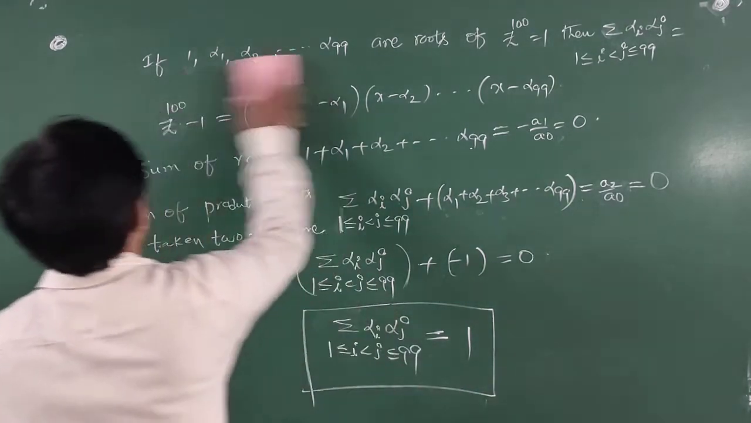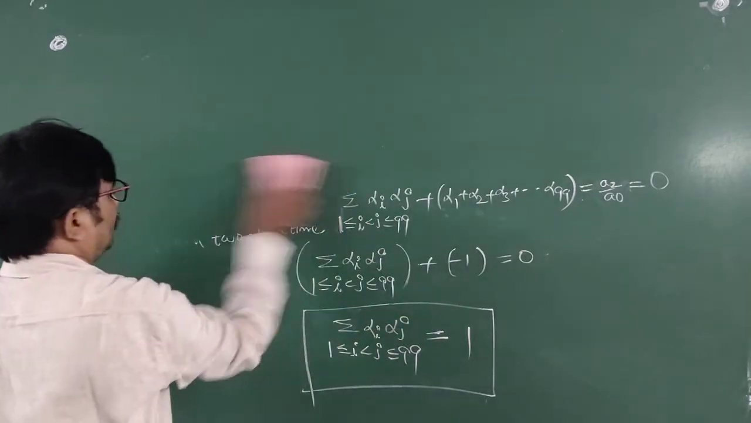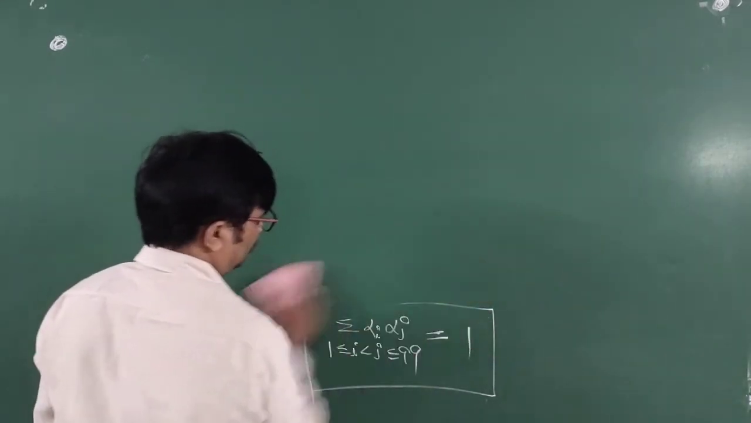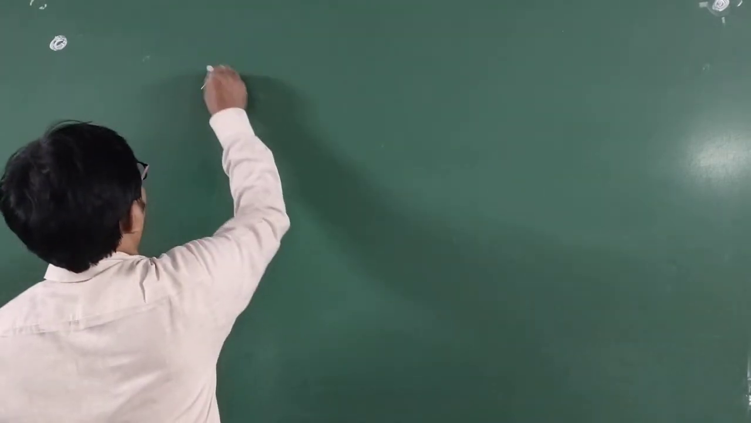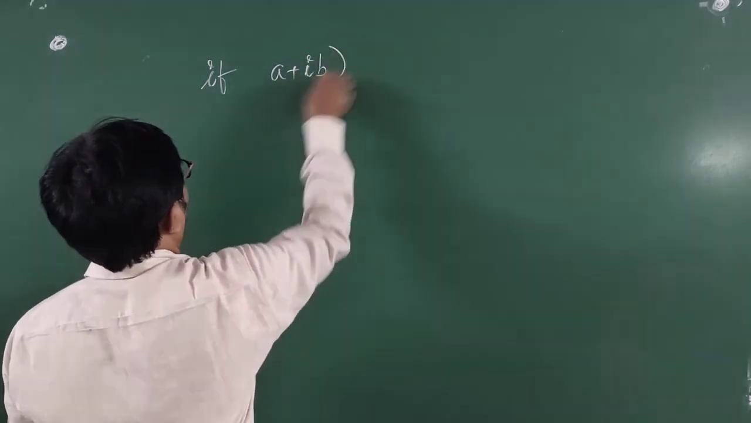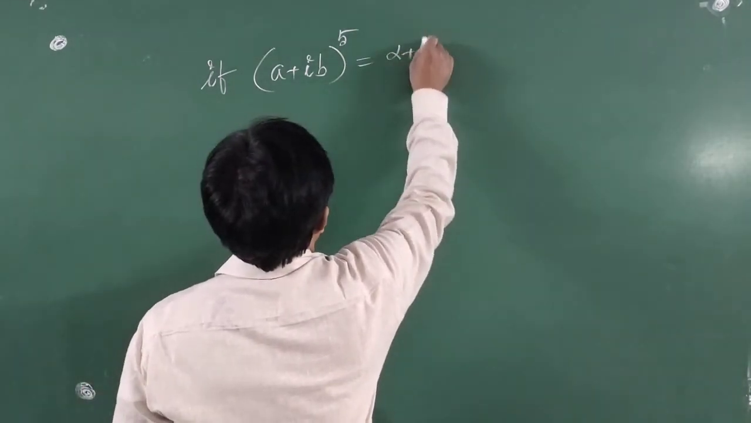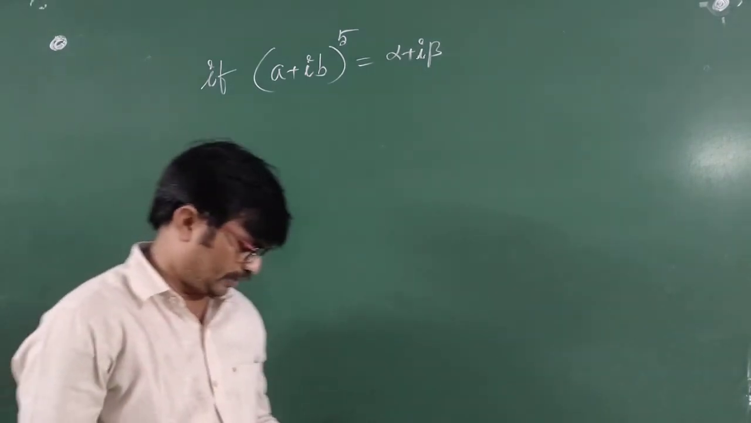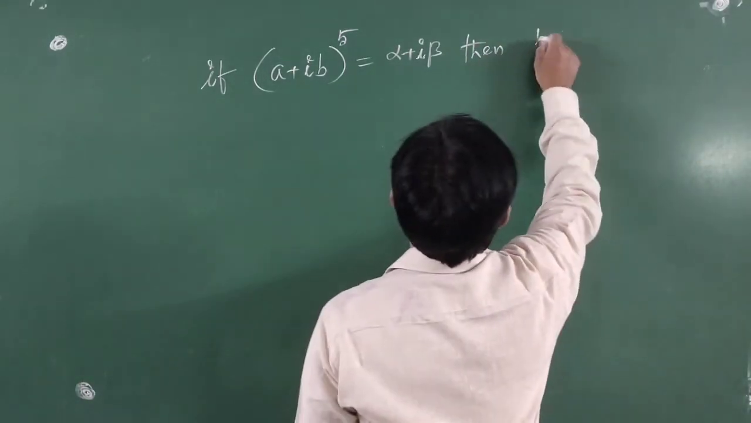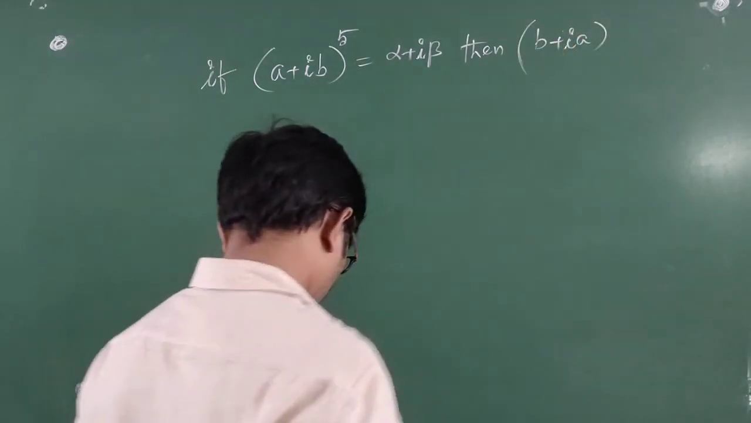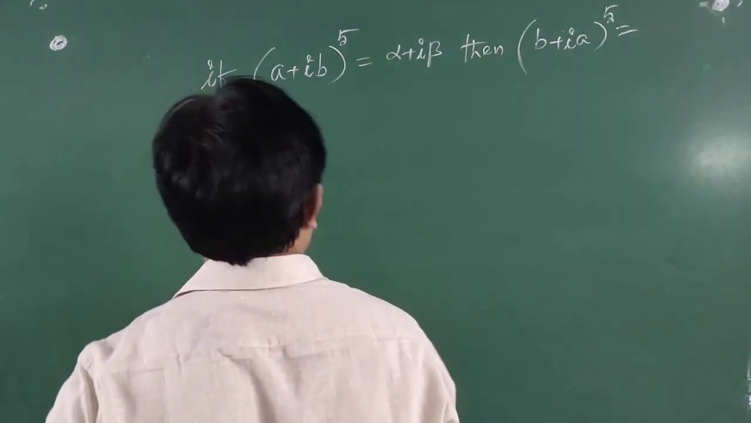Now the other question, students: if a plus ib whole power 5 equals alpha plus i beta, then b plus ia whole power 5 is equal to what?